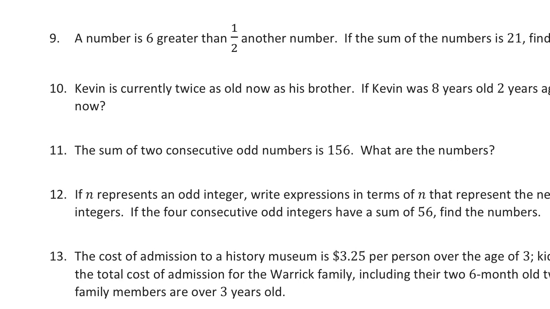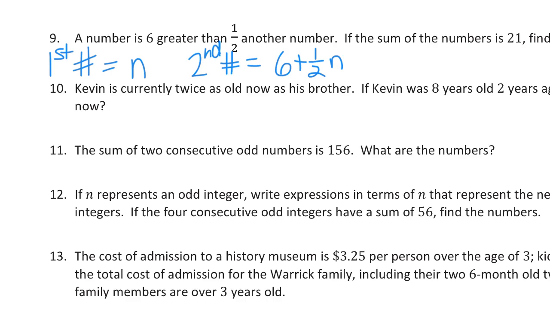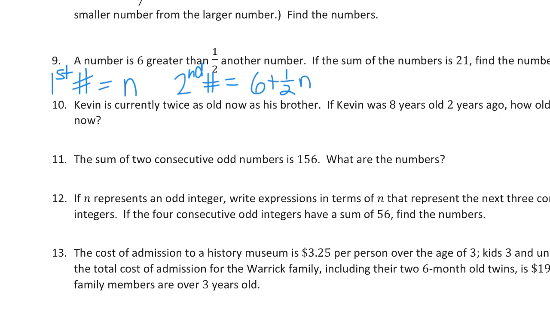Number 9. A number is 6 greater than half of another number. If the sum of the numbers is 21, find the numbers. So the first number equals n. And the second number is 6 greater than half that number. Now, the sum of them is equal to 21.